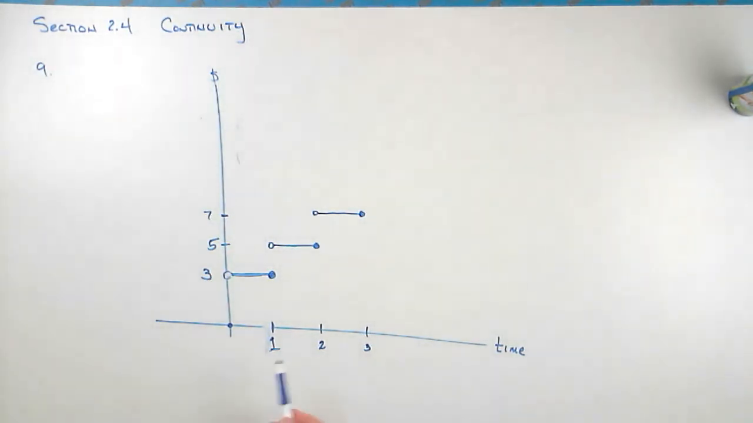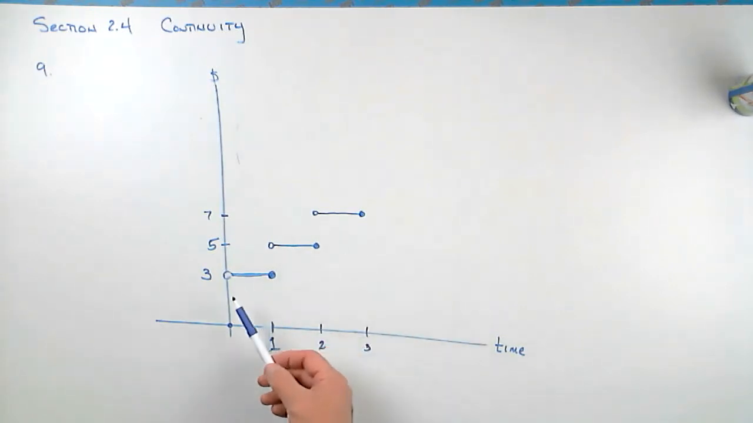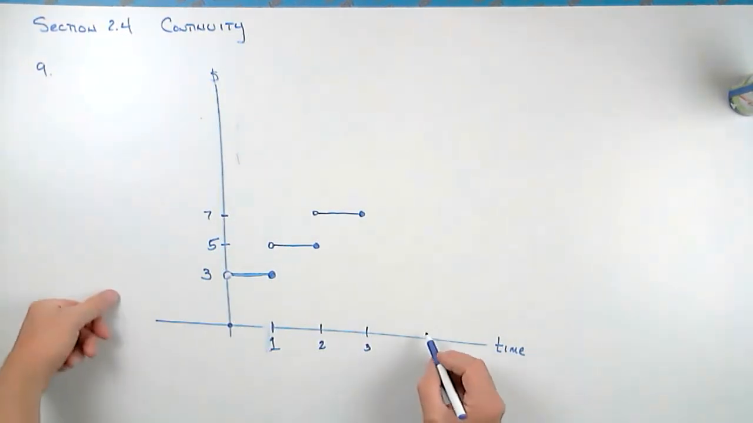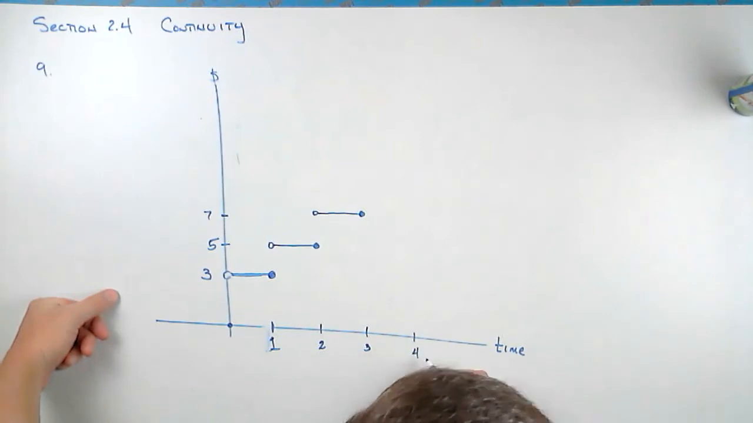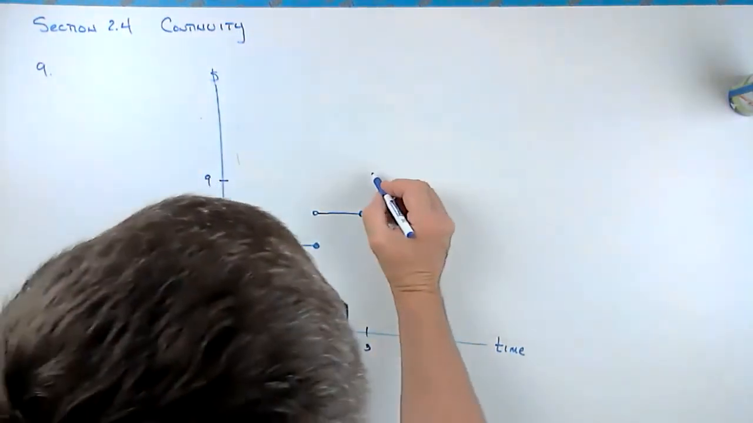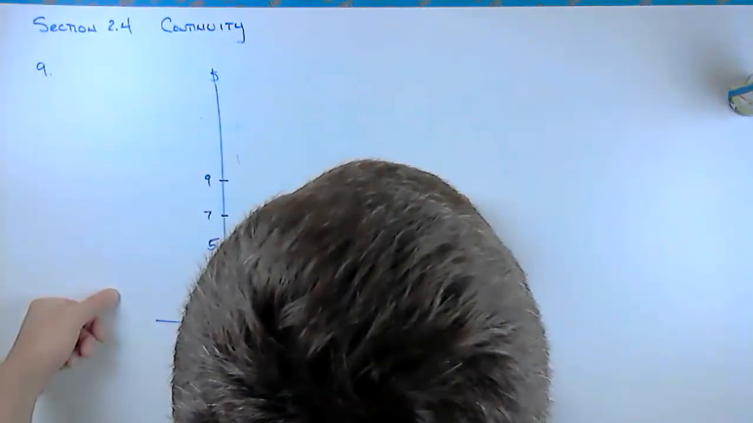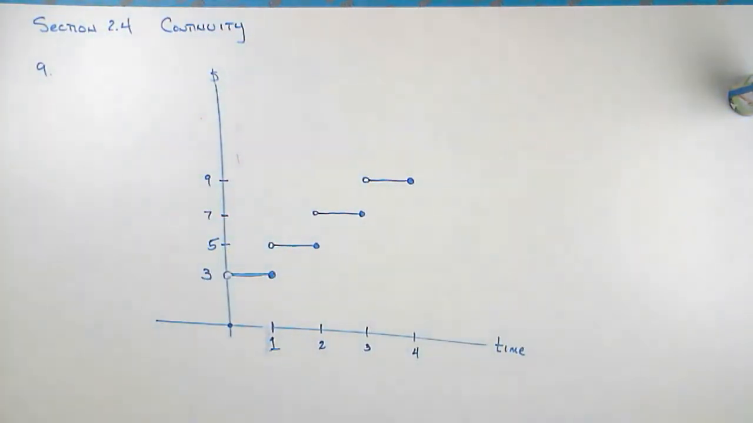If we park for 3 hours, we owe them $3 for the first hour, $2 for the next hour, and $2 for the next hour. 3 plus 2 plus 2, that's $7. Now, what happens if we stay a 4th hour? Well, if we stay a 4th hour, we owe them another $2. So now we're up to $9.